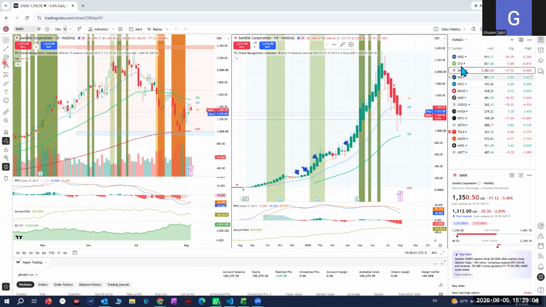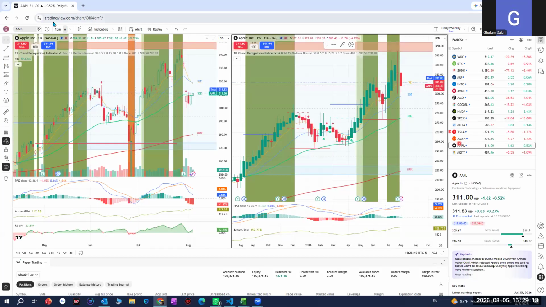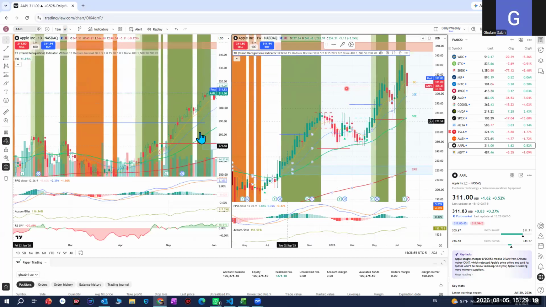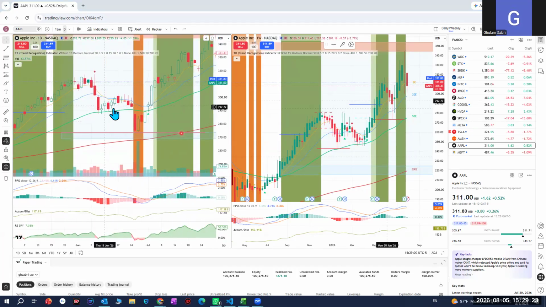So for example, here on the right side, we have a list of the stocks. We are now choosing, going back to Apple. On your left, we have a daily chart. On the right, we have the weekly chart. Now we were on June 27th.